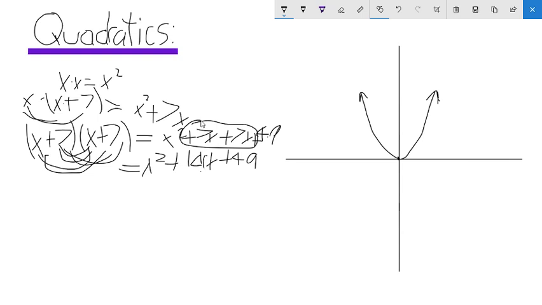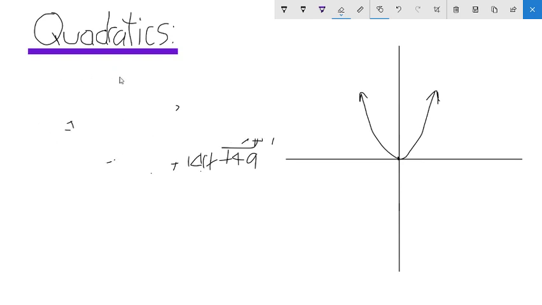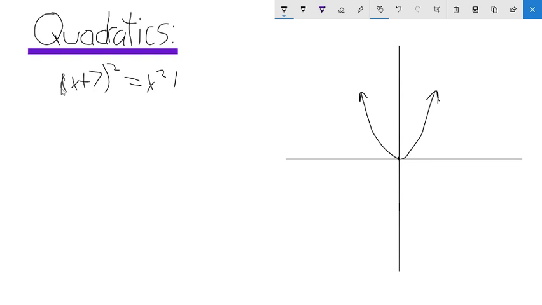Do you guys see a pattern? Actually, let me show you guys another one first. Let me erase all this really quickly. Okay, so we found that x plus 7 whole squared, because we're multiplying x plus 7 times itself, equals x squared plus 14x plus 49.